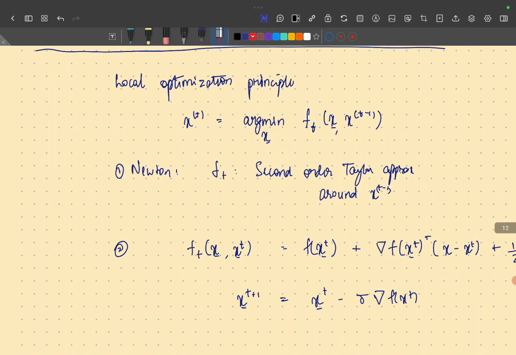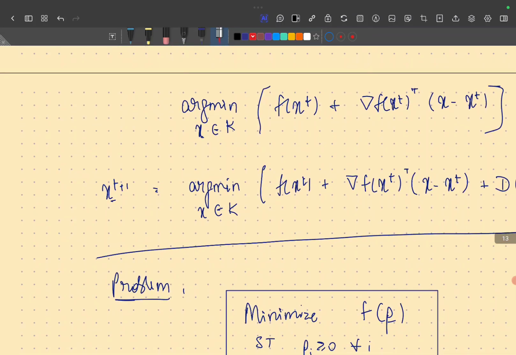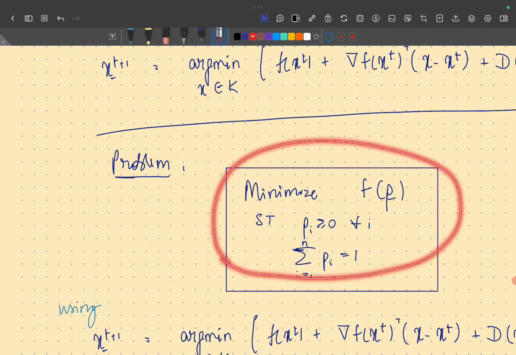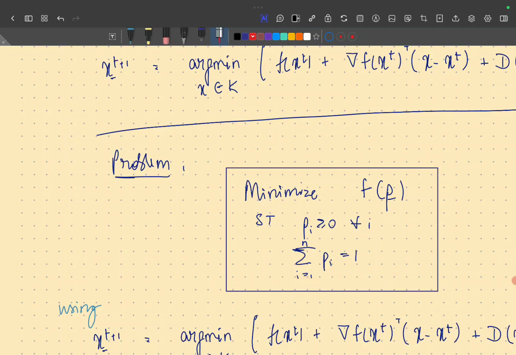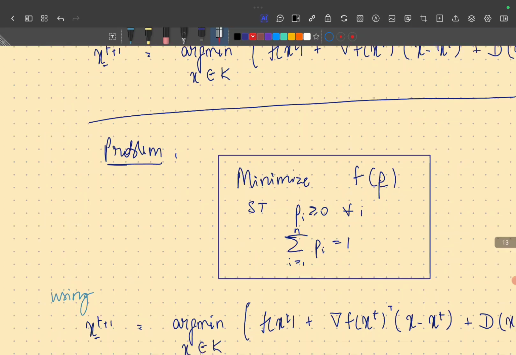But before that, in the last class, we took a detour to look at another constrained optimization problem, wherein we wanted to minimize some convex function f subject to the constraint that the input must be a valid PMF. So among all valid PMFs on, let's say, n variables, we want to minimize some function f of p. That's the optimization problem we were trying to solve.